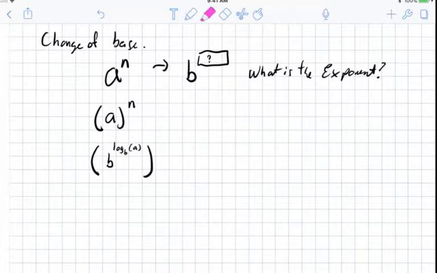This number is the same as that number. I've just written it in terms of an exponential base b. And the result will be b to the n times log b of a. That's my answer here. Okay? That's the change of base formula for exponentials. I'm going to be using it a bunch.